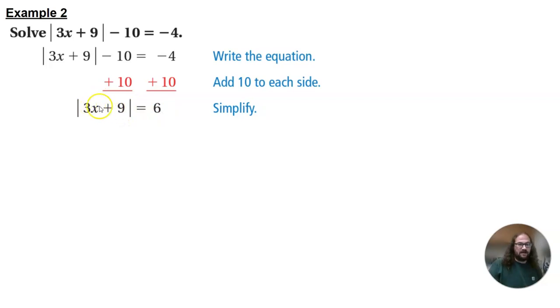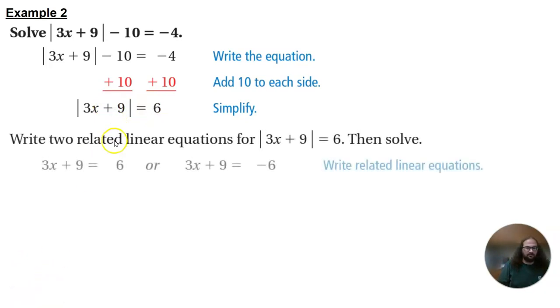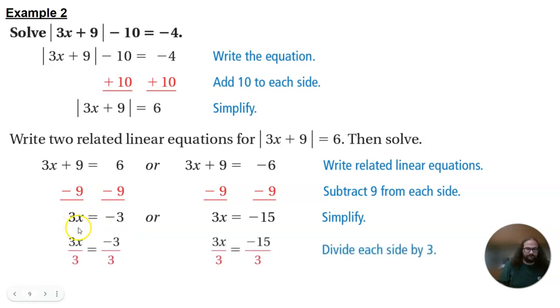We've got absolute value by itself equal to a positive number. So we can split that into the two related equations. So there will be one equation where the inside equals 6, and one equation where the inside equals negative 6. In order to solve for x, we're going to have to subtract 9 from both sides on both equations. And then we're going to have to divide both sides by 3 on both equations. And we get our solutions x equals negative 1 or x equals negative 5.